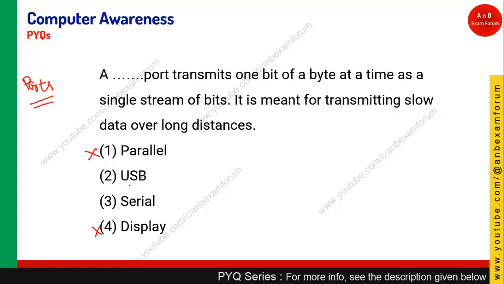As you know, USB is generally used for data transmission over a very short distance. In fact, it connects to the PC directly, whereas serial port is used to transfer the data over long distance. Okay, so serial should be the right answer. And as the word also suggests, serial means which comes one after another. So 1 bit at a time will be sent to the hardware. Okay, so option 3 is the right answer.